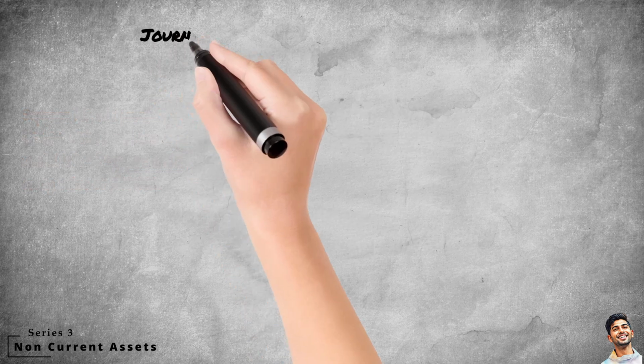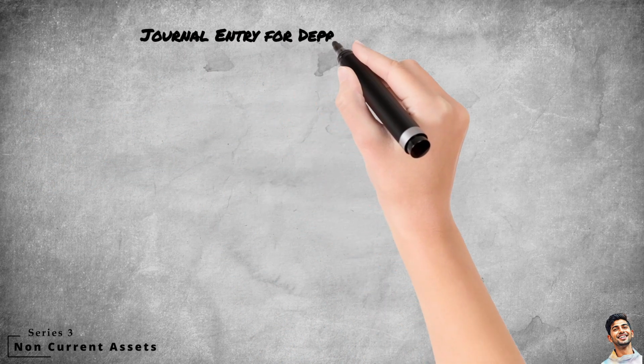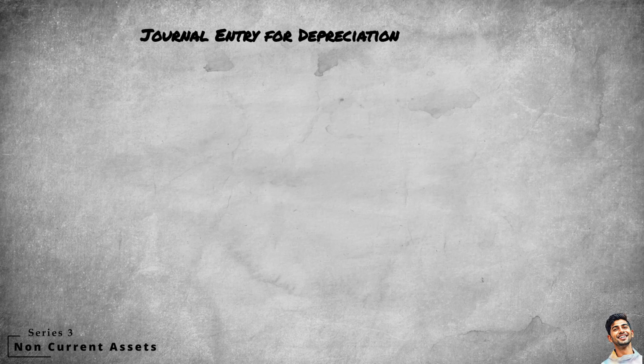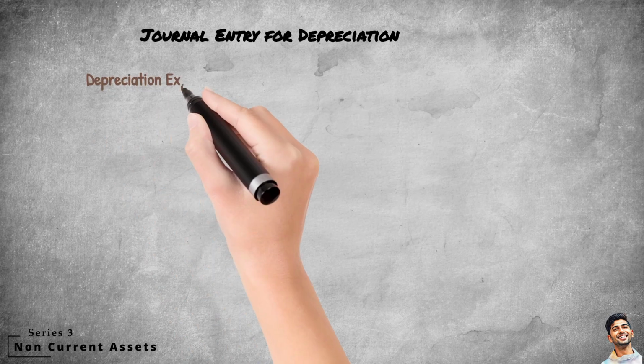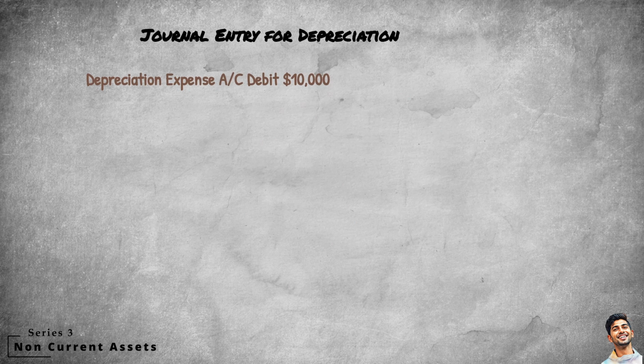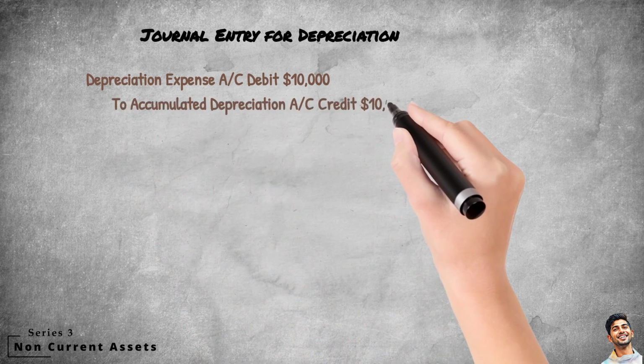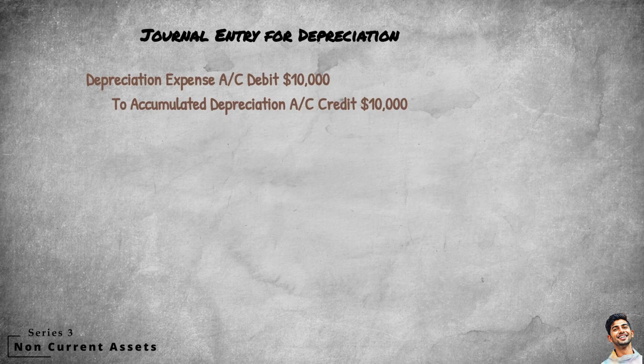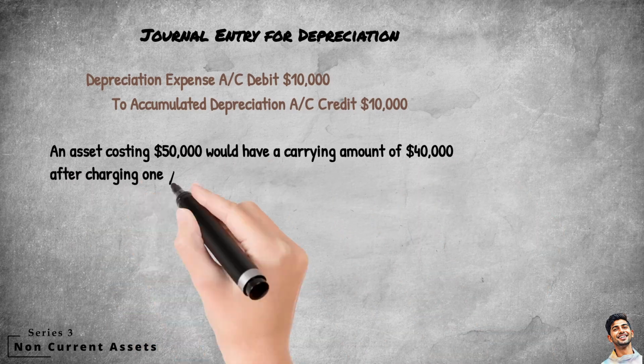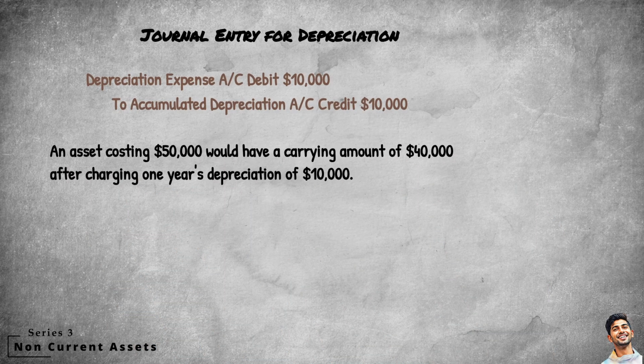Now the journal entry for depreciation would be: depreciation expense account debit $10,000, accumulated depreciation account credit $10,000. As a result, the carrying amount of the asset reduces. For example, an asset costing $50,000 would have a carrying amount of $40,000 after charging 1 year of depreciation of $10,000.